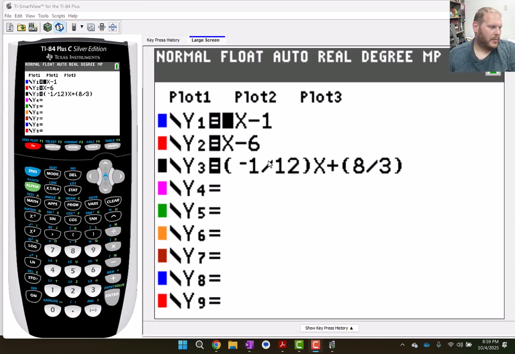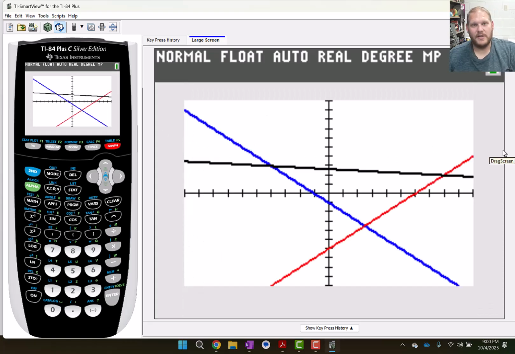So once we have those equations in there, we can go ahead and graph. Now I've already done this just to make sure that it matched up correctly, and you can see my blue graph was that original top equation, my red graph was this original middle equation, and then my black one here, my darkest one, is my original kind of messy equation, my negative 1/12x plus 8/3.